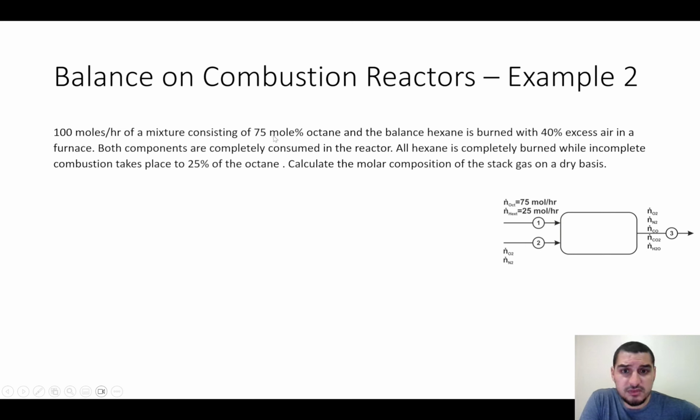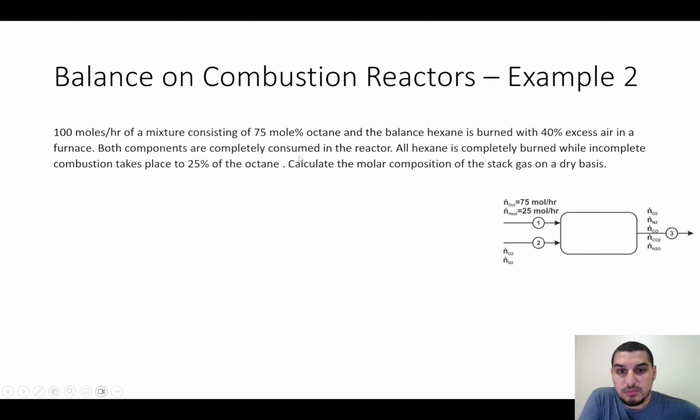It contains 75 mole percent octane and the balance is hexane, which means that octane is 75 moles per hour, the flow rate of octane in the fresh feed, and the flow rate of hexane is 25 moles per hour. And it's burned with 40% excess air in a furnace. So this is the feed of the fuel, the octane and hexane, and this is the feed of oxygen and nitrogen. We know the percentage excess, but we don't know the actual amount now.